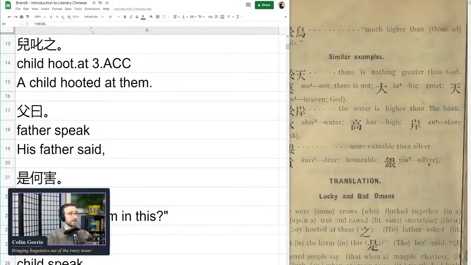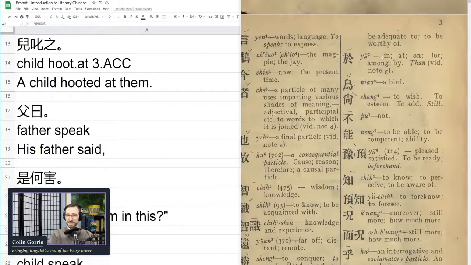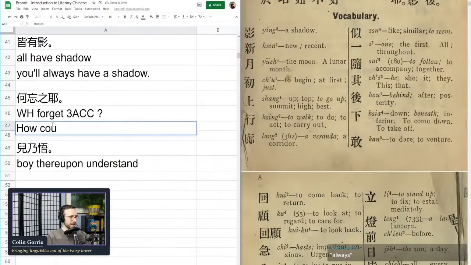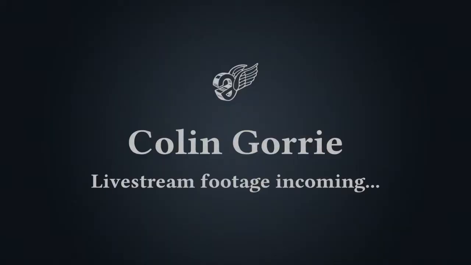One thing we learned was that yu gets translated by this textbook as in, at, on, for, among, by, than. How could you forget this? But we translate it as final particle because we are scientists.